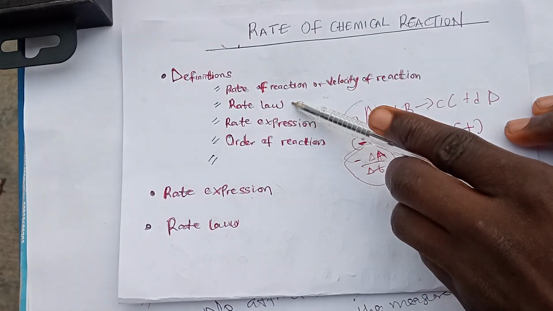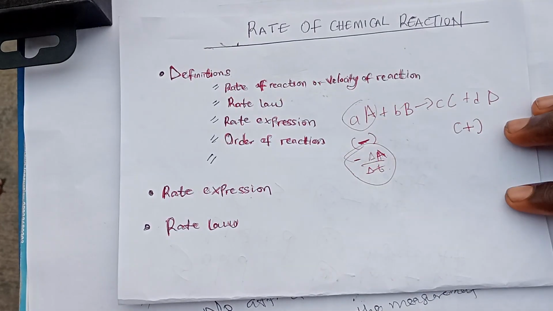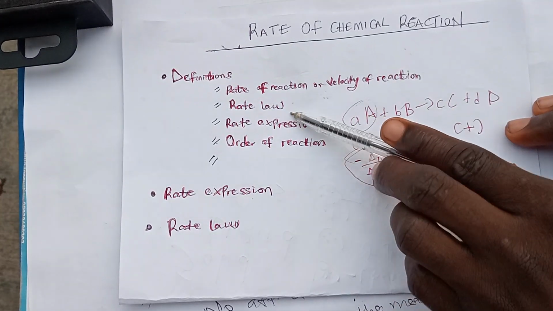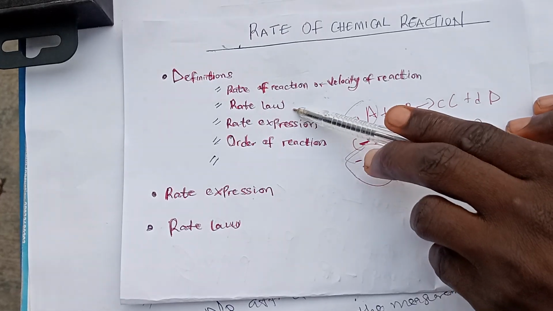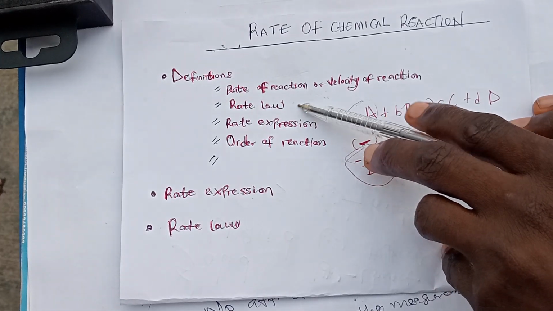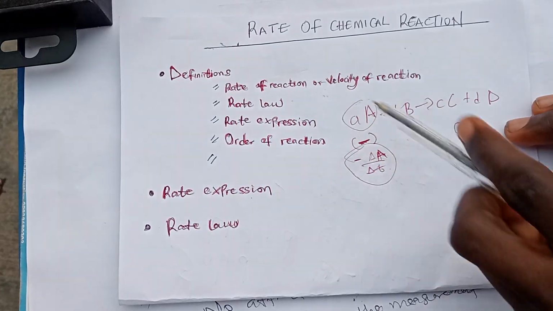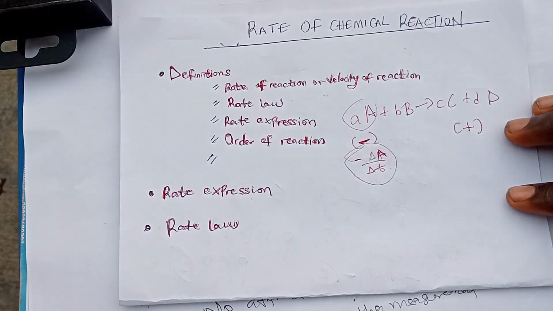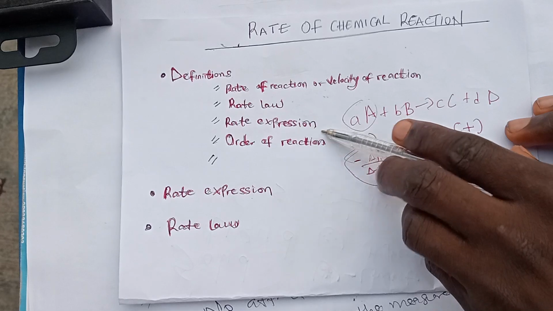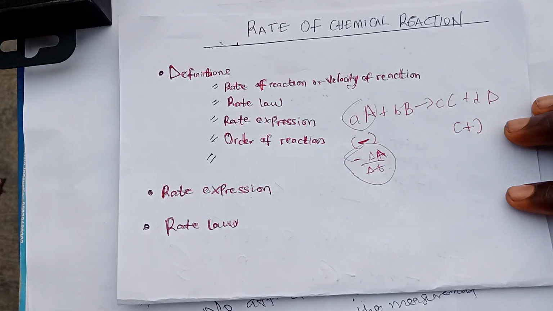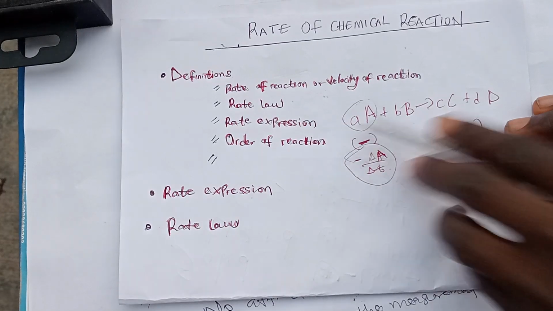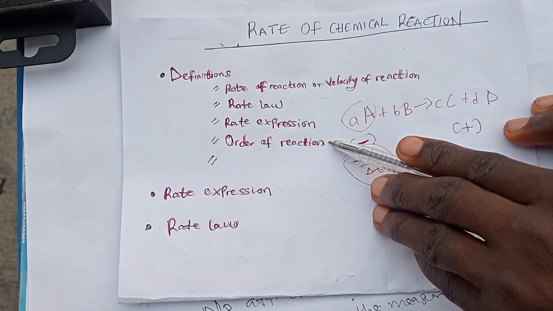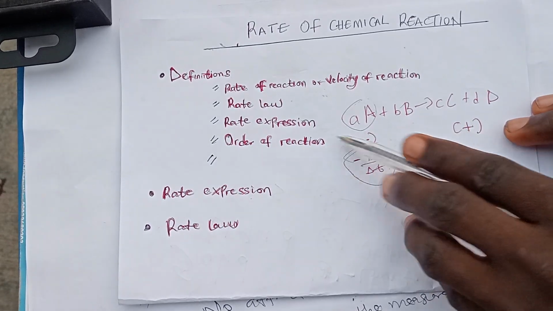Now, what is rate law? Rate law is a mathematical expression that shows the relationship, please note, it is a relationship, between the rate and the concentration of the reactant with respect to their order of reaction. When time goes on, at the third point, I will go deeper into rate law. What is rate expression? Rate expression is a symbolic way of showing the rate of decrease or increase of reactant or product respectively. Then what is order of reaction?